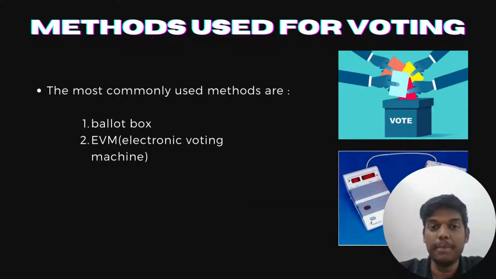Let us discuss the methods used for voting. There are many methods used for voting, but the most commonly used methods are ballot box and EVM, that is, electronic voting machine. In ballot box, we use cards or paper where we need to write the name of the person whom we want to vote for and drop it in the ballot box. In EVM, the machine shows all the nominated candidates. We just need to press the button beside the one we want to vote for.